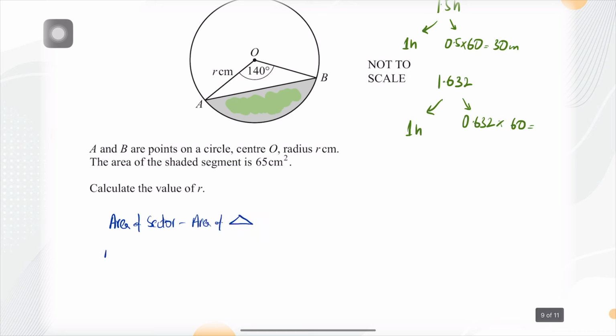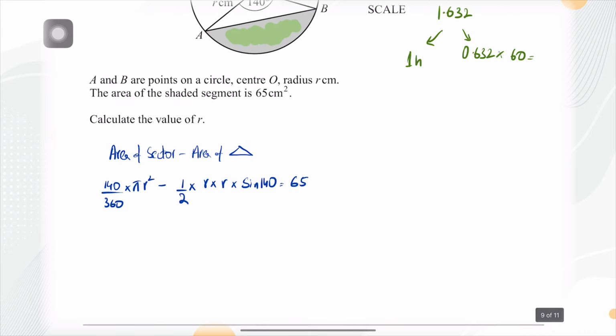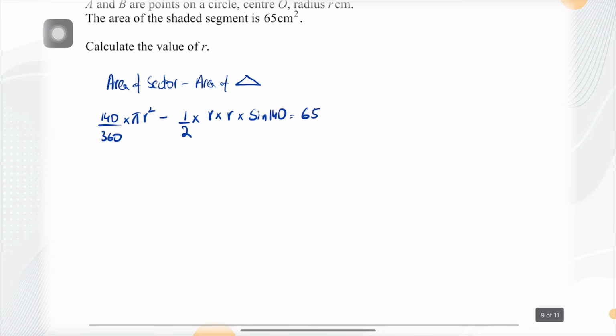Okay. So how will I calculate the area of the sector? 140 upon 360 into pi r squared. And how will I calculate the area of the triangle? I'm going to use the sine formula: half into r into r into sine 140. Now from this point onwards, it's not a mensuration or trigonometry question. It is an algebra question. How good are your algebraic manipulation skills? That is what it all boils down to now.